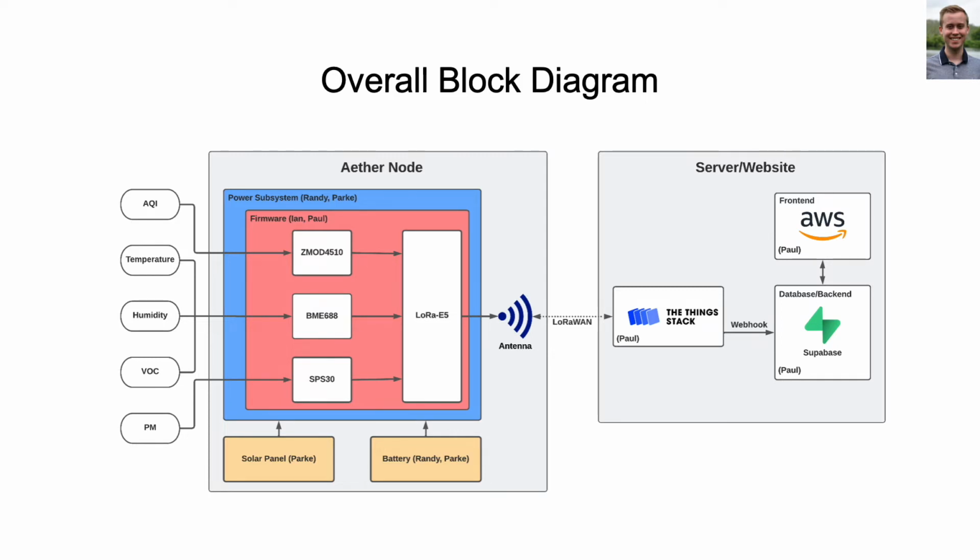Moving on to the server and web application component of the Aether network, we are using The Things Stack for our LoRaWAN network and join server. This authorizes and further routes the packets received from the Aether node to our backend. The backend processes the data and then publishes a live data feed to our website.